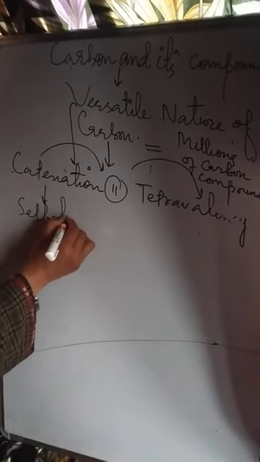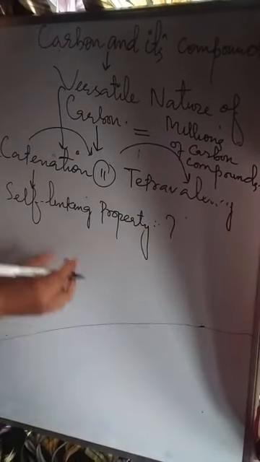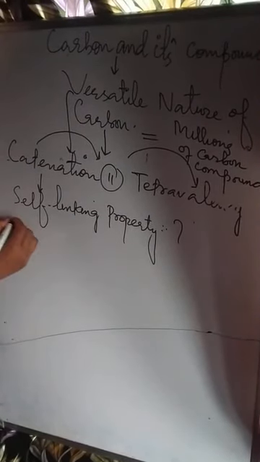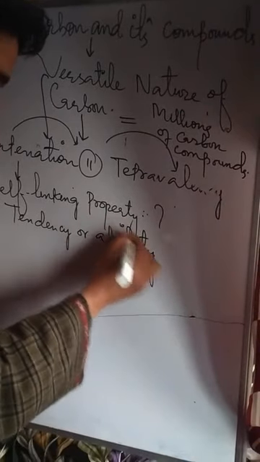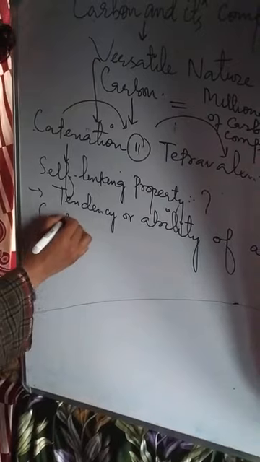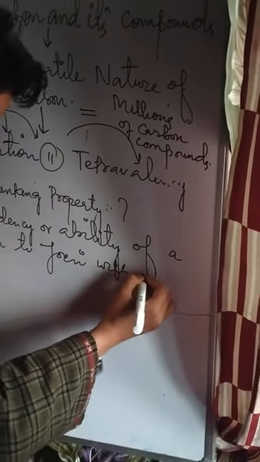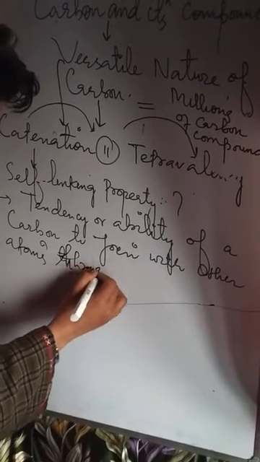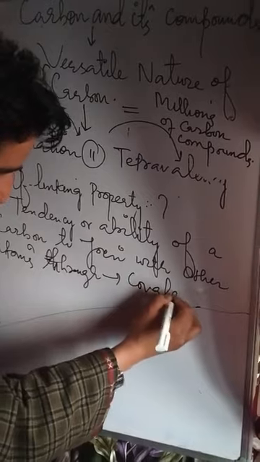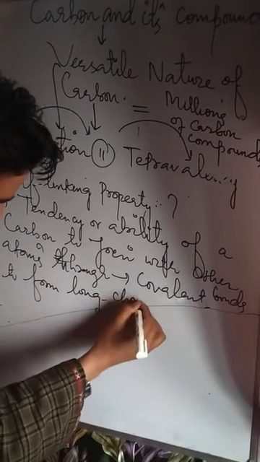Now what's catenation? Catenation is the self-linking property of carbon. Self-linking property means to make bonds with itself. It's a tendency or ability of a carbon to join or link with other atoms through covalent bonds to form long chain carbon compounds.